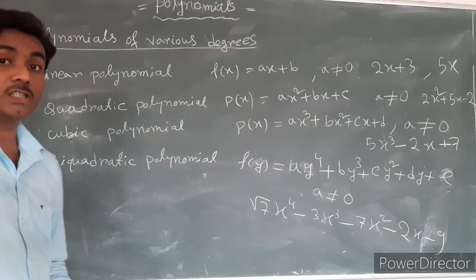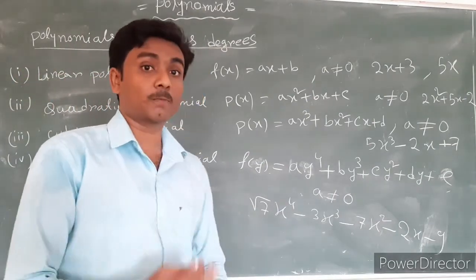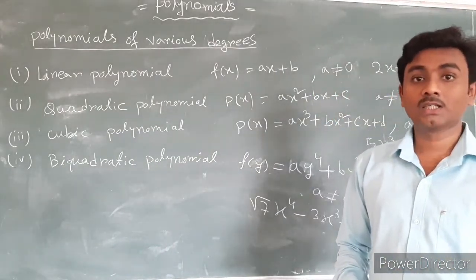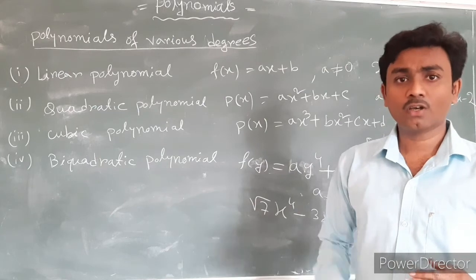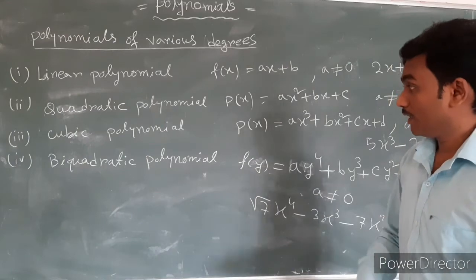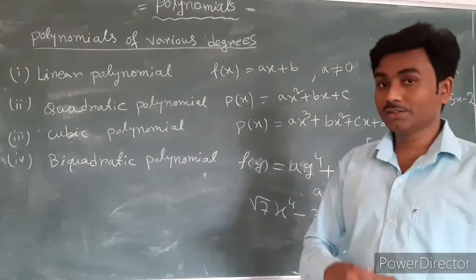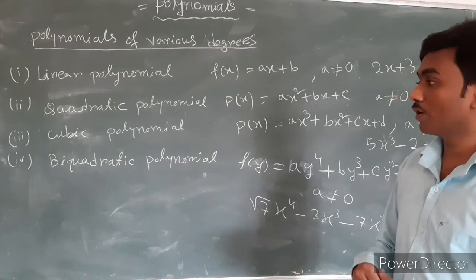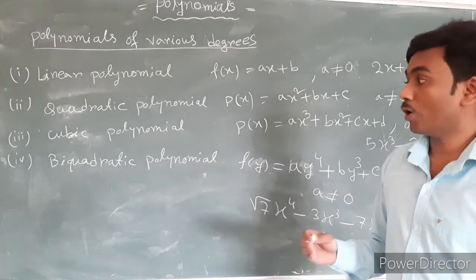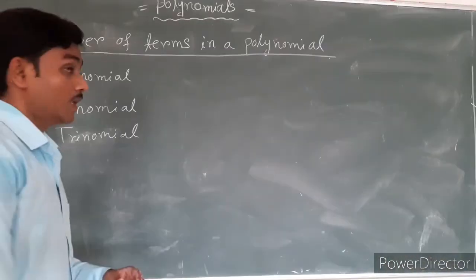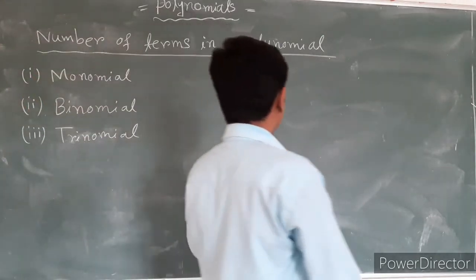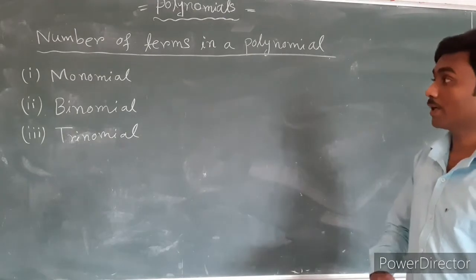When the degree of a polynomial is more than 4, then it will be called a polynomial in any variable x of degree 5, of degree 6 and so on. If the degree of a polynomial is 100, then it will be called a polynomial in x of degree 100. According to the number of terms, polynomials can be divided into several parts.